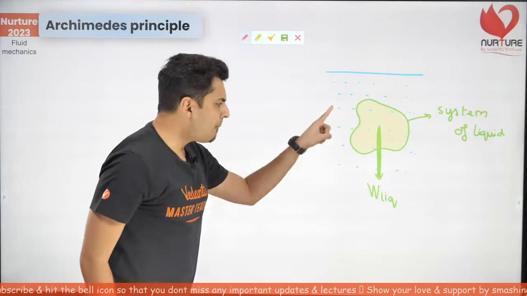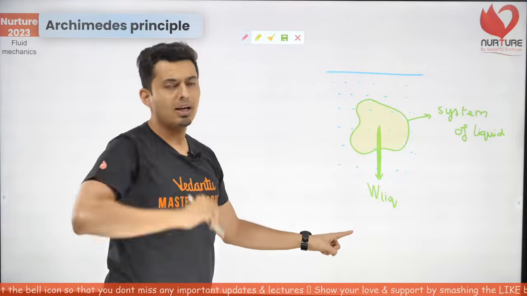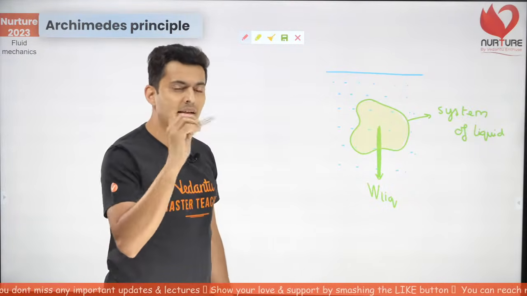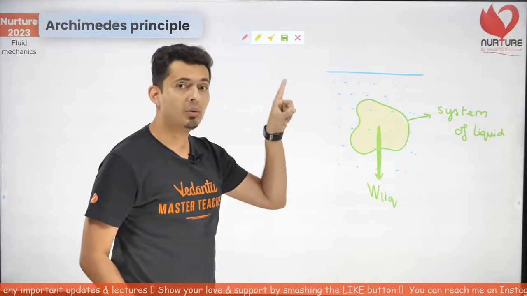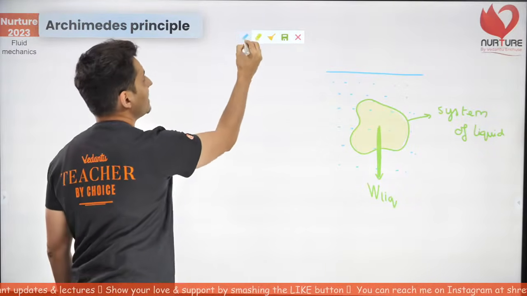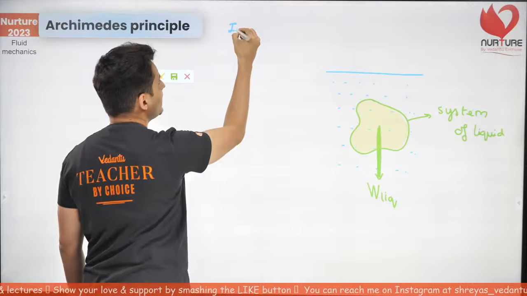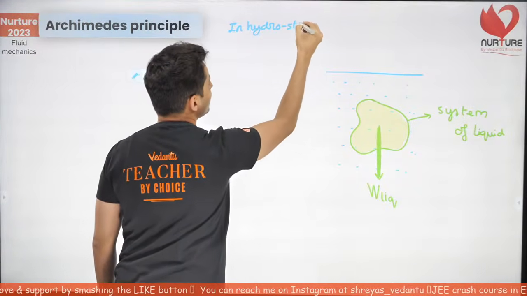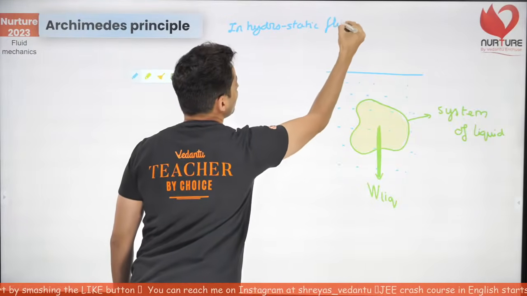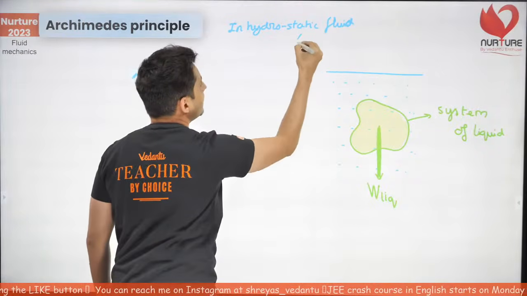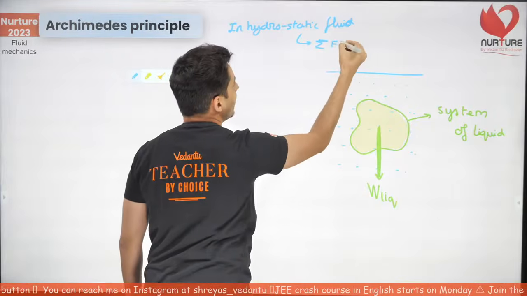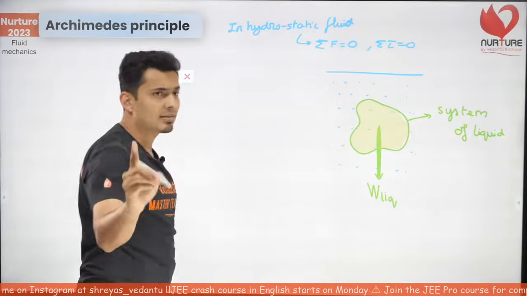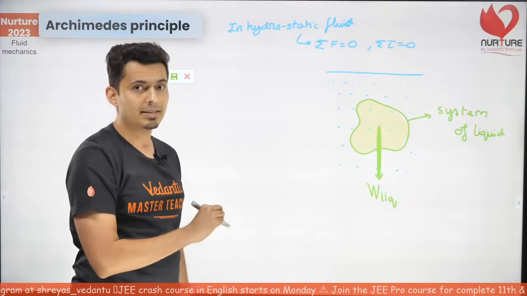Now, apart from this force, there must be one other force which should balance this. Because think about it this way. This is a hydrostatic fluid. Which chapter are we studying? Hydrostatics. So in a hydrostatic fluid, static means it is stationary. Therefore, the net force must be 0, net torque must be 0. We have all seen this. There must be one more force to balance it.